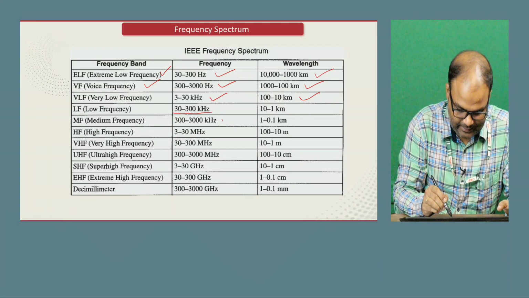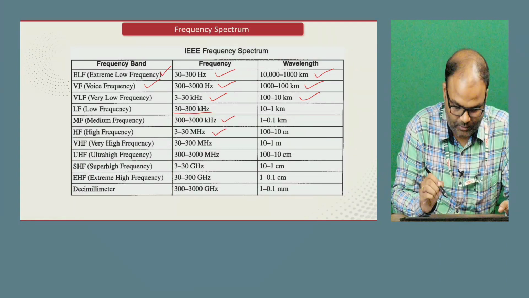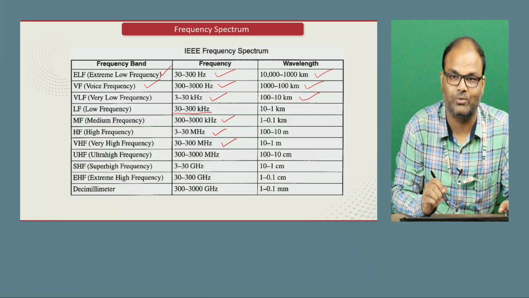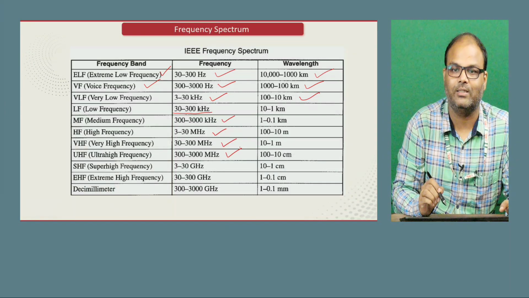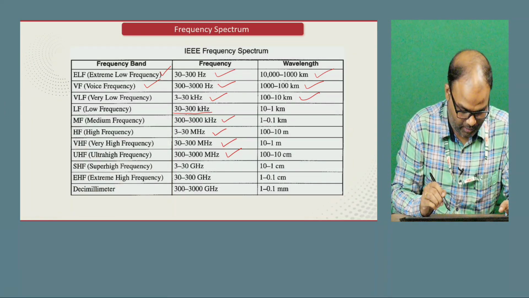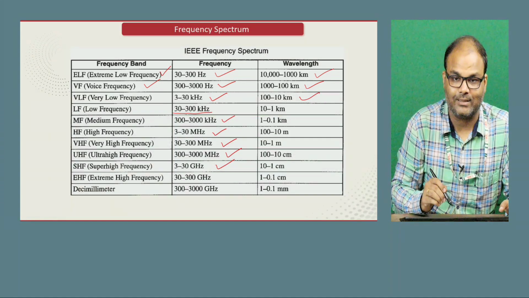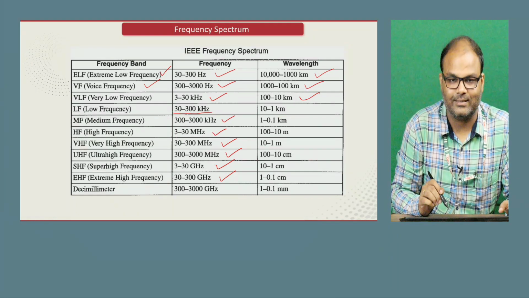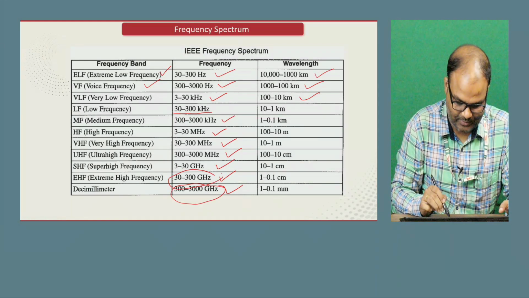Medium frequency is from 300 to 3000 kilohertz. High frequency is from 3 to 30 megahertz. Very high frequency is from 30 to 300 megahertz. Ultra high frequency is from 300 to 3000 megahertz. Super high frequency is 3 to 30 gigahertz. Extreme high frequency is from 30 to 300 gigahertz. Decimillimeter is this much. So we are now working under this one.